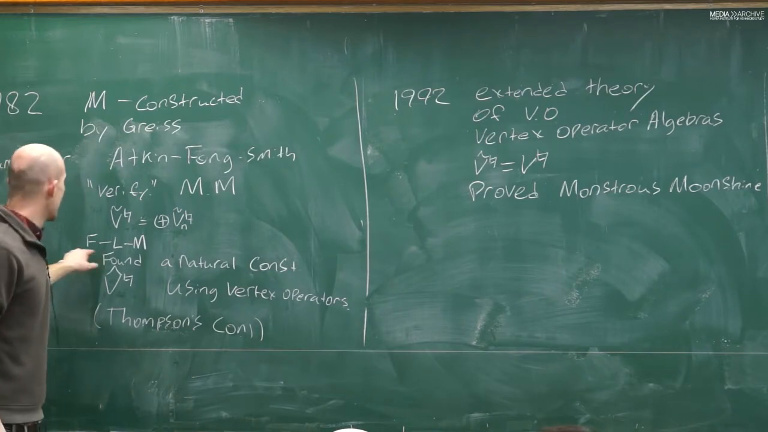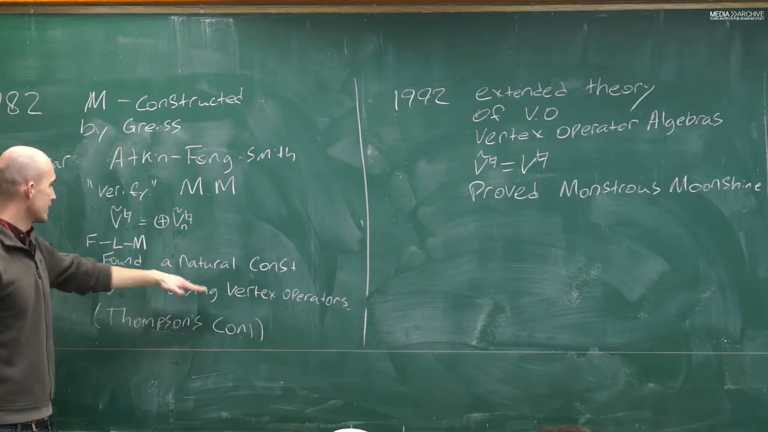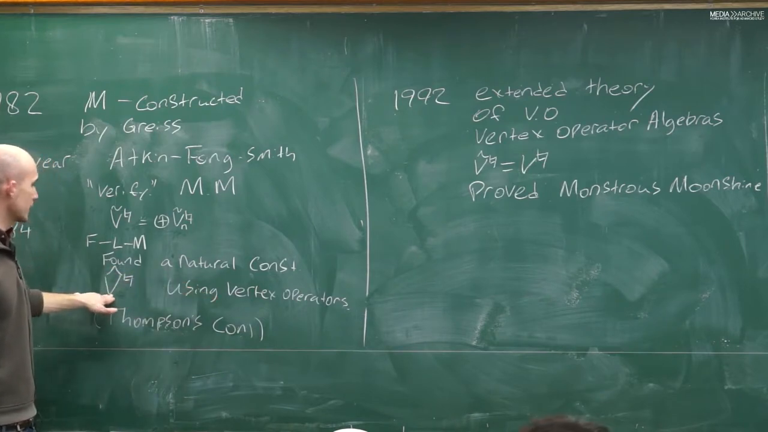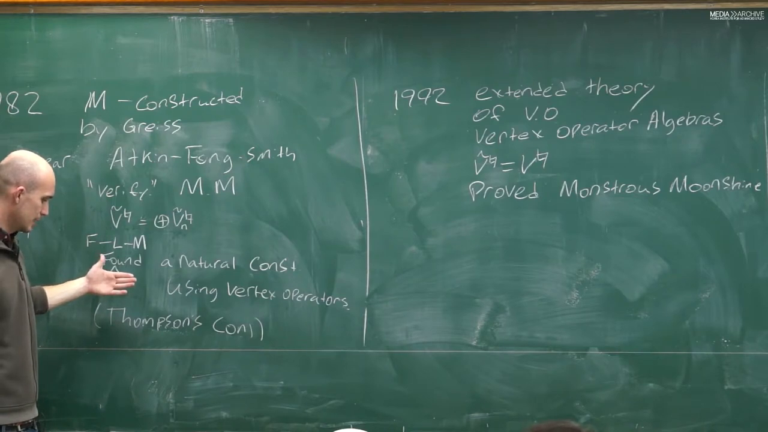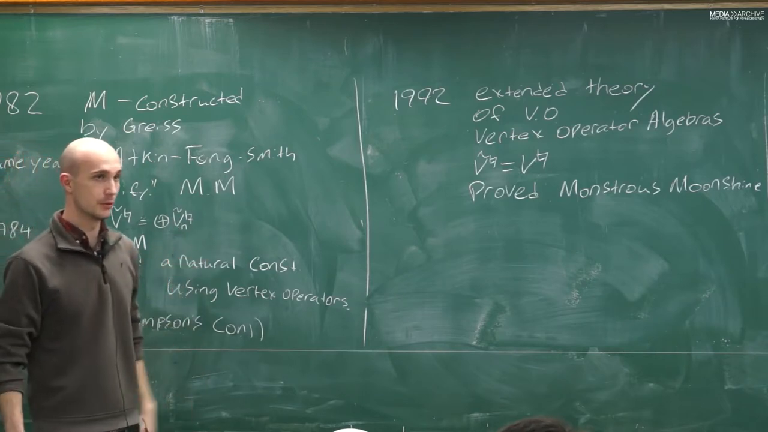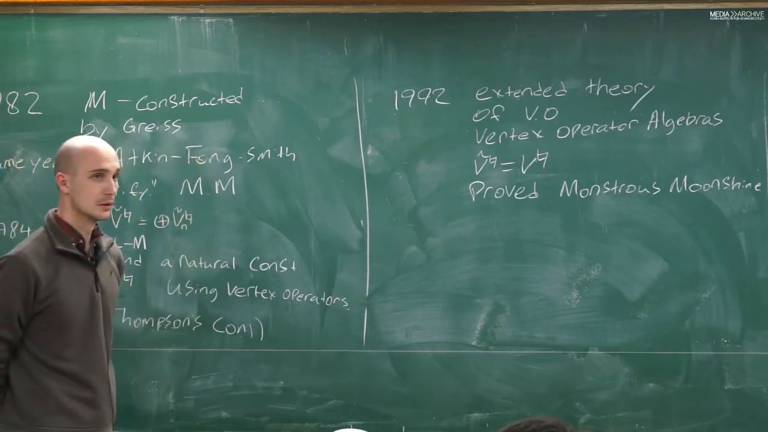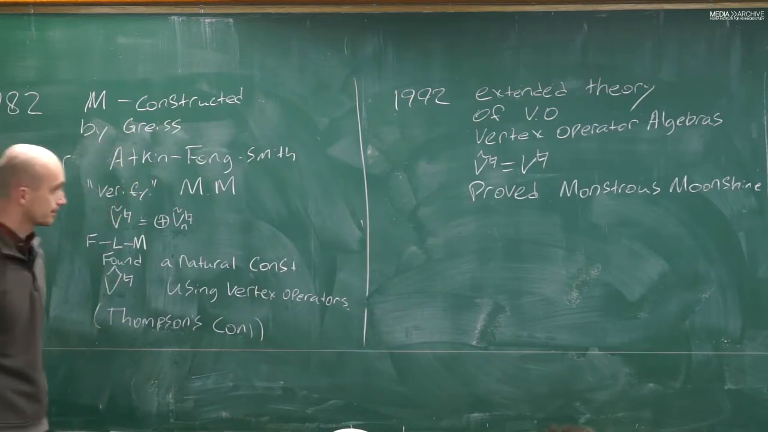So they didn't construct the monster group, but this theory of vertex operators and the particular representation that they gave, I think it was McKay? No, it wasn't McKay. Another mathematician used this construction to give a simpler construction of the monster group.